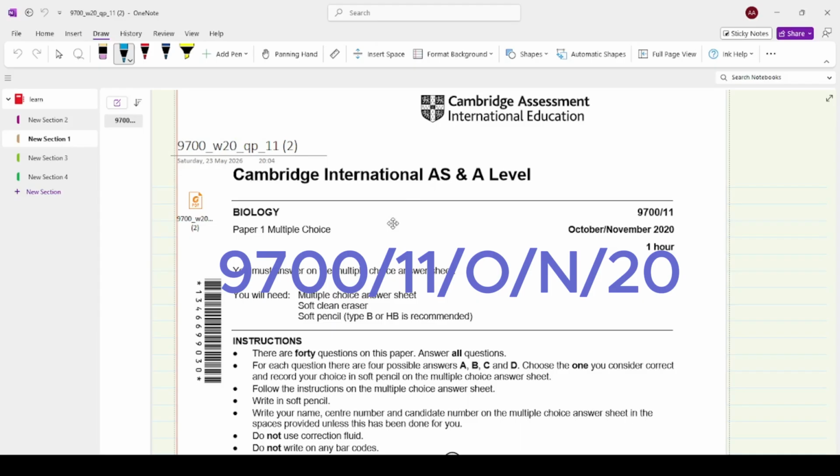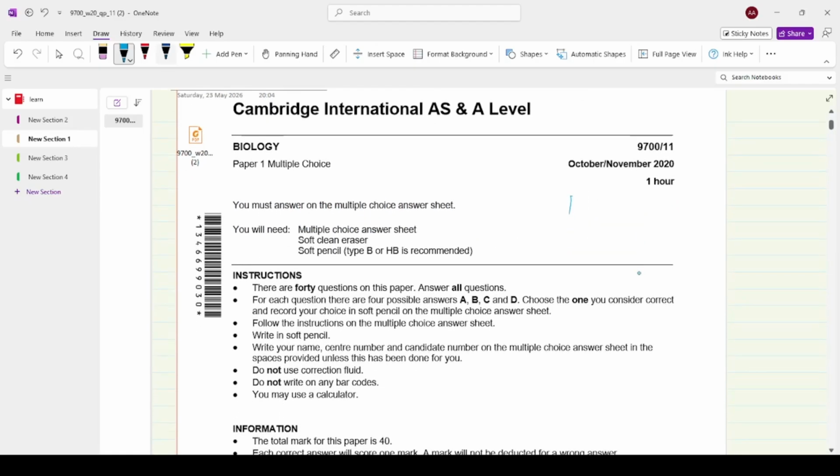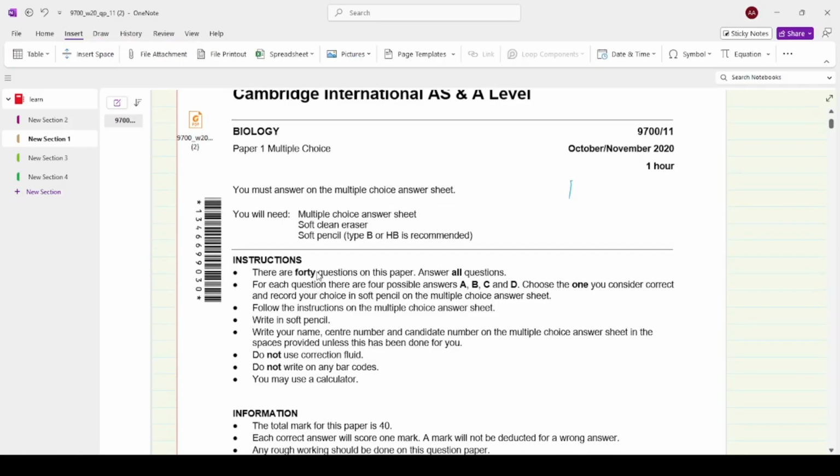Yes, hello. So we are going to revise together paper 1, 9700/11, October/November 2020. Why I chose this paper is because it has some interesting and tricky questions, as we shall be seeing. We can go to the first question.